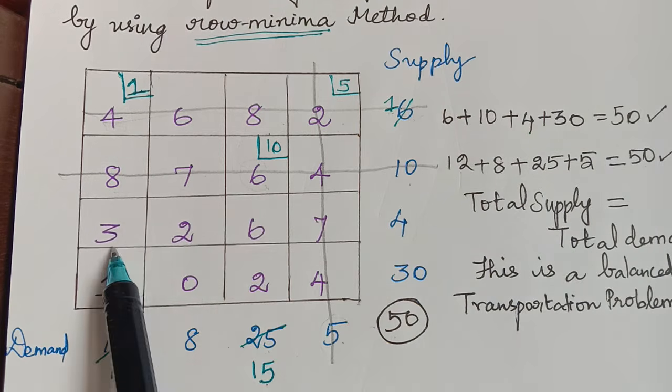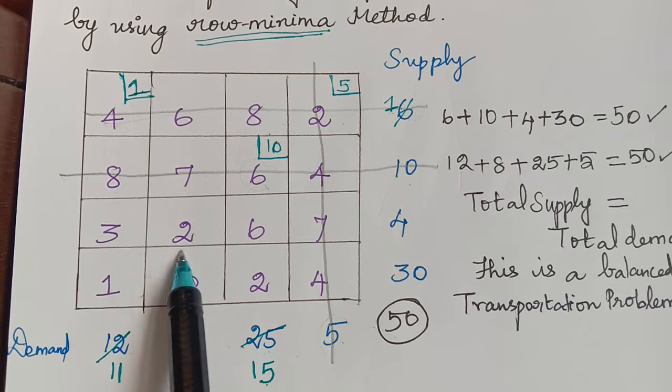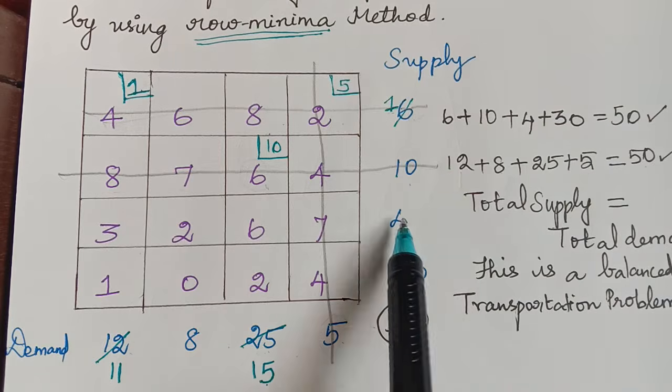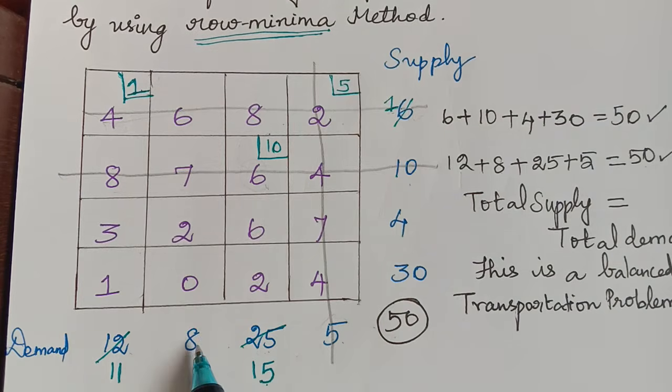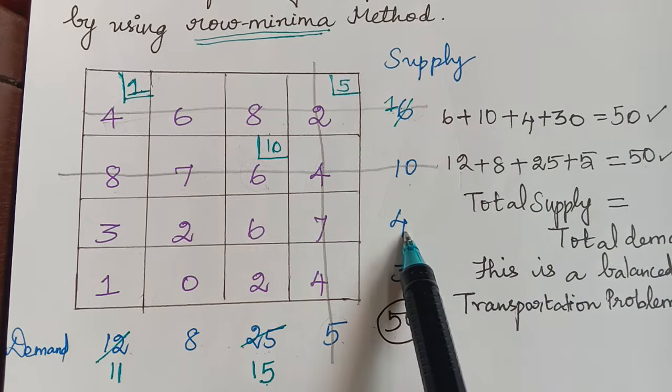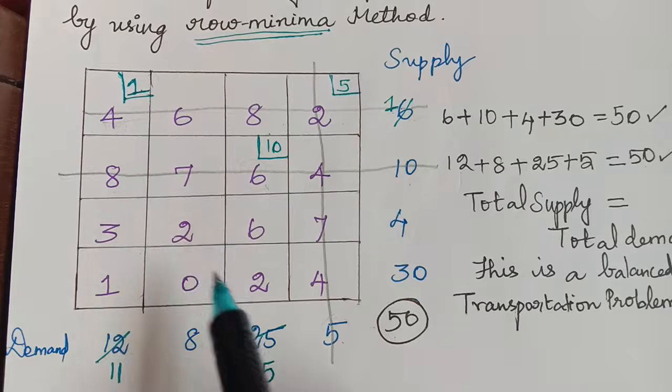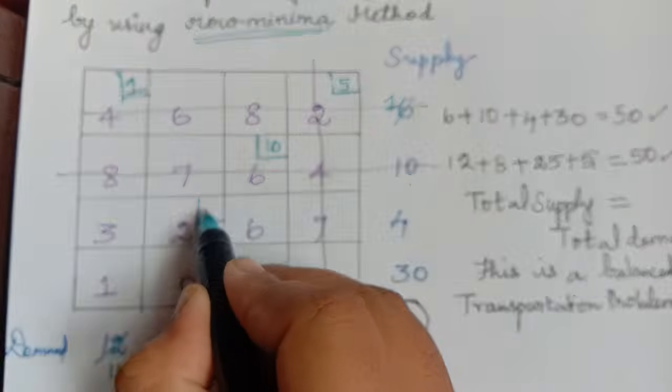And the minimum out of these 3 is this 2. So we have to make an allotment for this cell. So for this, the supply is 4 and the demand is 8. Out of these two, which is minimum? The supply is minimum. So 4 is the minimum value. So we have to give this allotment over here. So we have to allot here 4.